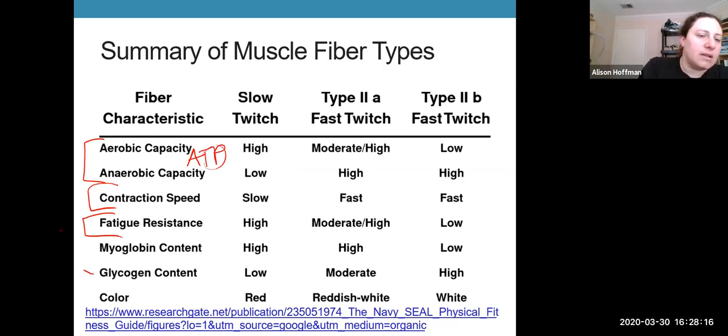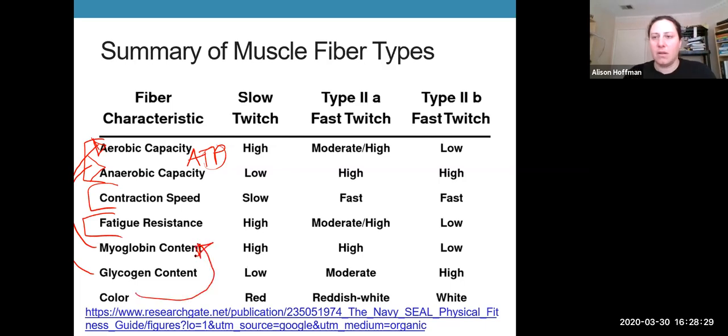So glycogen corresponds to anaerobic, myoglobin corresponds to aerobic, and color is going to correspond to myoglobin. I would use other colors, but it takes too long to switch between them, so it just ends up being a bloody mess basically on the slides.